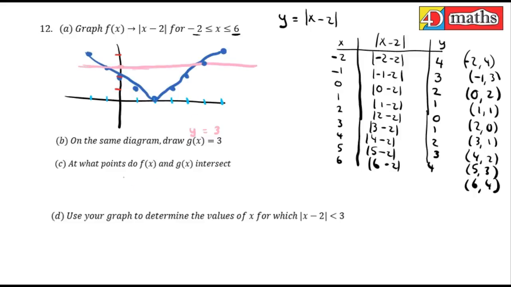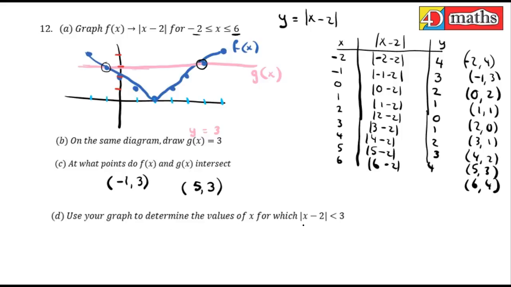At what points do the two curves intersect? This is called g of x, and this is called f of x. So at what points do they intersect? They intersect at this point and this point. So what are those points? It's (−1, 3) and (5, 3).